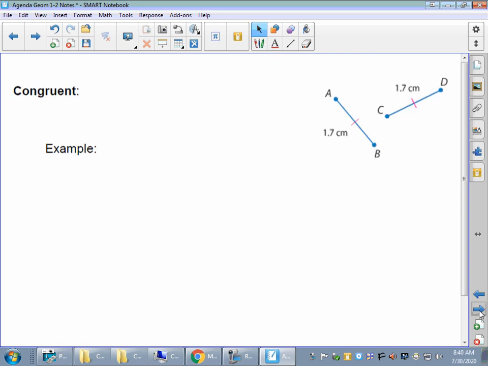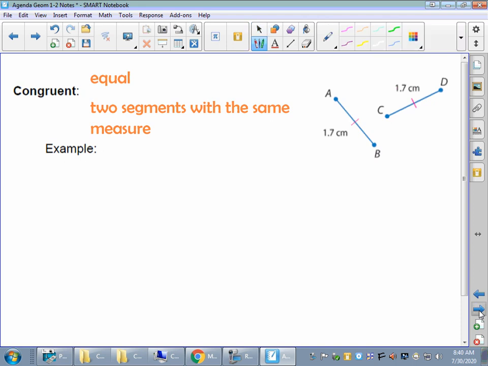Congruent. This is a really big concept. We're going to use this all the time. Congruent means equal. It's two segments with the same measure. Remember, it can't be two lines because we don't know measures of lines, because they have arrows on both ends. There is a symbol for congruent. It's an equal sign with a little squiggle on top. Really important symbol. You're going to use that a lot.